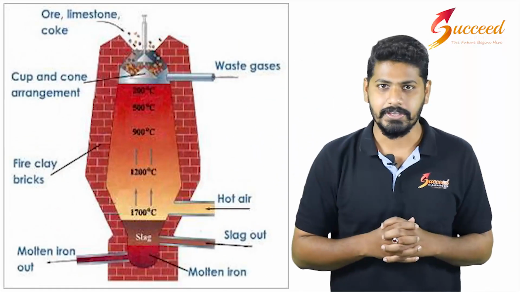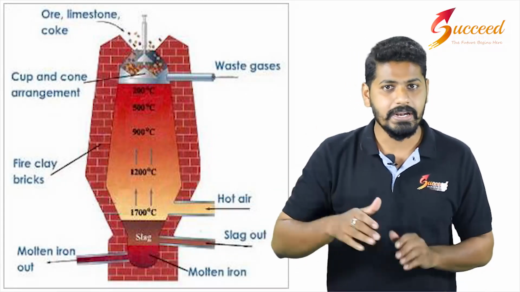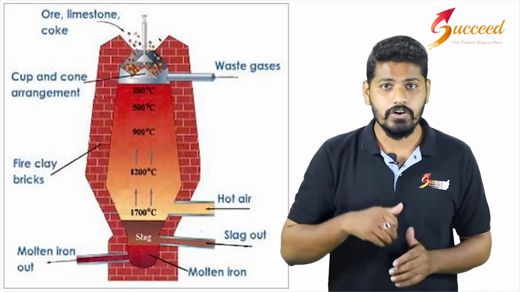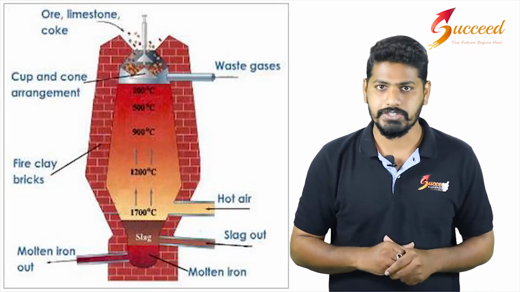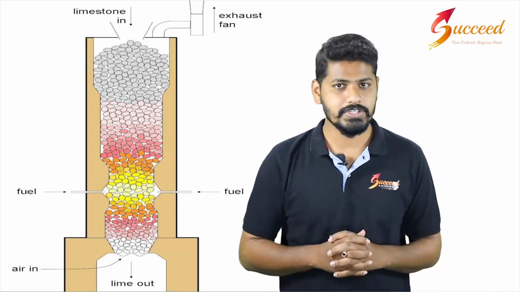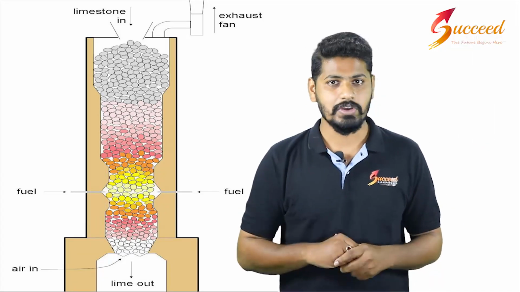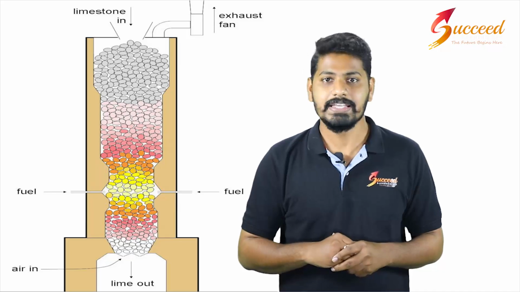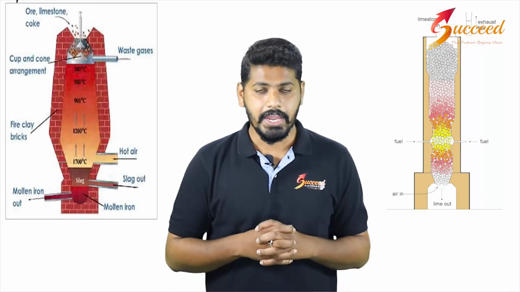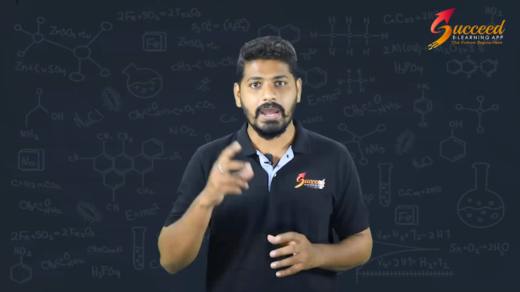What is roasting? The process of heating the concentrated ore below its melting point in the presence of oxygen is called roasting. Calcination. The process of heating the concentrated ore below its melting point in the absence of oxygen is called calcination. The metal oxide which we got from calcination and roasting should be reduced to get a pure metal. This can be done by two methods.